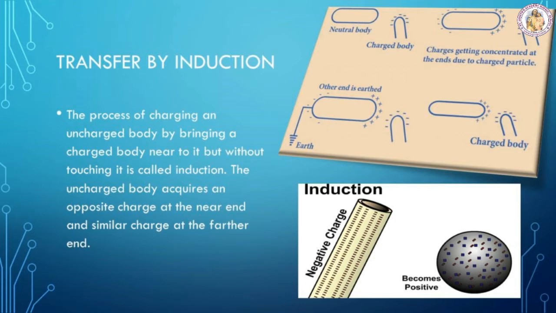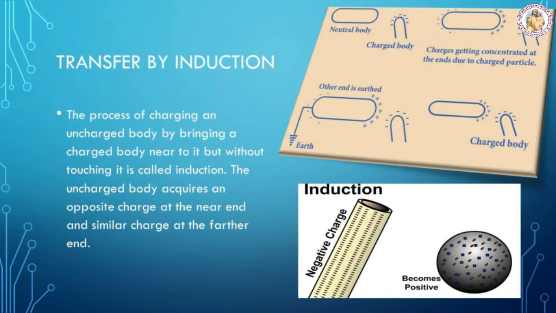Okay, next, when the rod is removed from the ground, the positive charges continue to be held at the near end. This makes the neutral rod a positively charged rod. The last picture shows you that the neutral rod is a positively charged rod now.